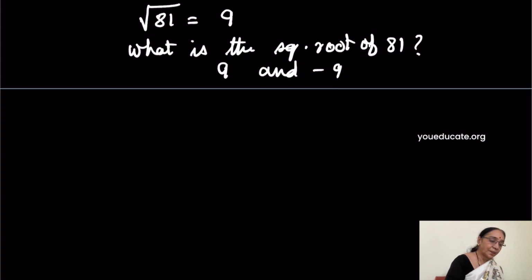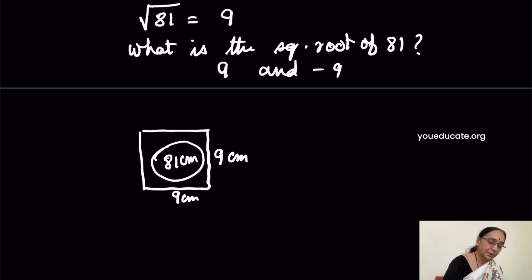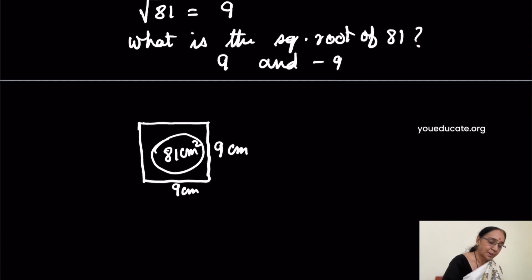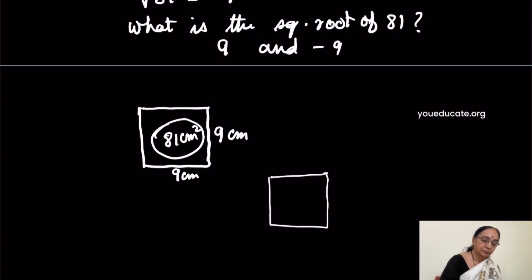Now why is it called square numbers? Consider this square, and let us take that this is 9 centimeter by 9 centimeter, and the area is 81 centimeters squared. So the square number 81 can be represented as 81 centimeters squared. The sides of this square are 9 centimeter by 9 centimeter. So a square number can be represented in the form of a square.